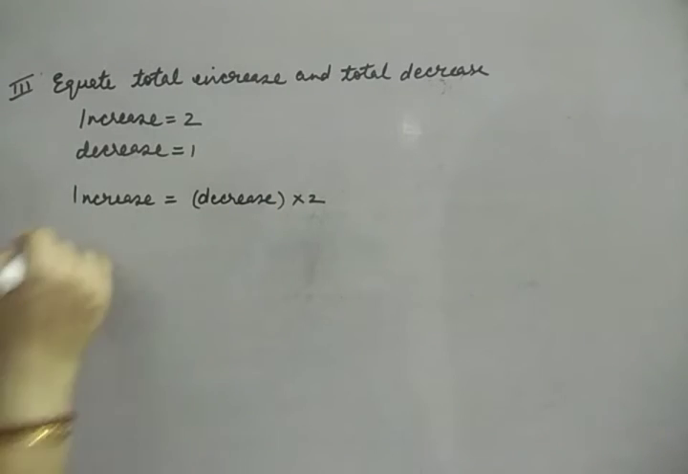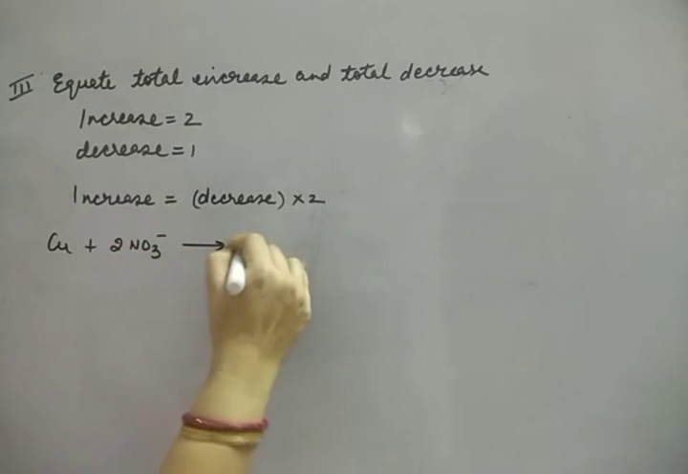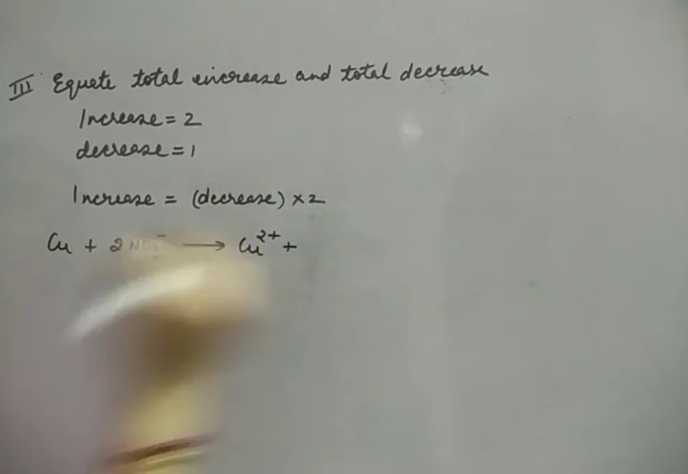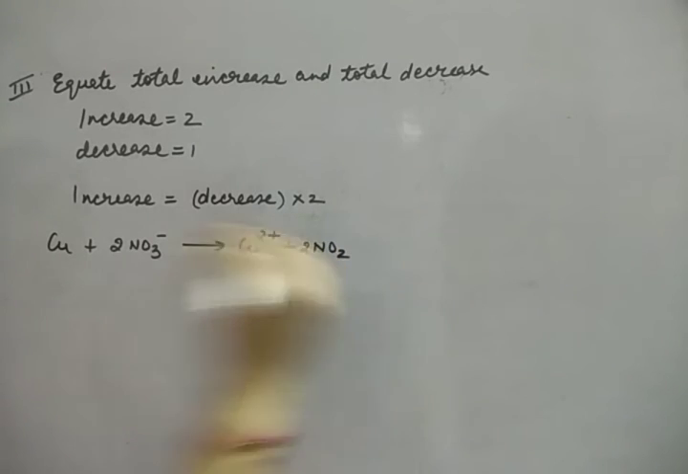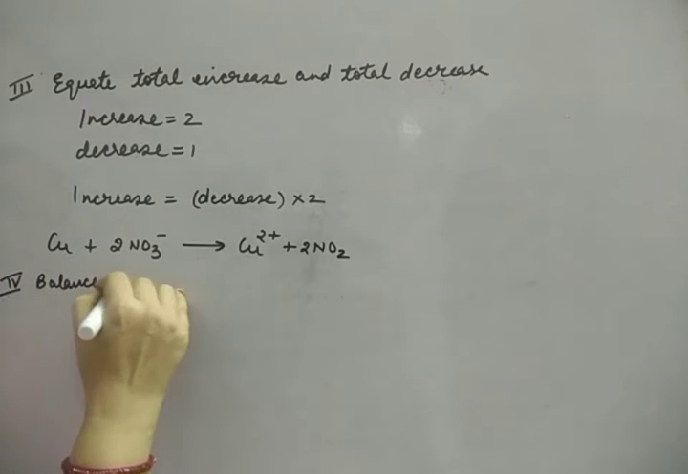Now what is the decrease part in the equation? The decrease part in the equation is NO3. So I will multiply the NO3 here by 2 and NO2 here also by 2. Whatever part is decreasing is multiplied by 2. Okay, so this is the third step. This is the most important step, that we have to equate the total increase and total decrease by multiplying with a suitable integer.